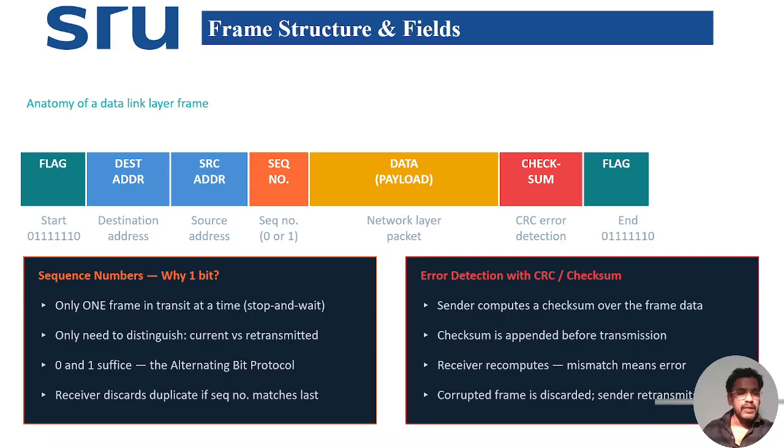So why a 1-bit sequence number? Only one frame is in transit at a time, which means stop and wait. It is only needed to distinguish the current frame versus the retransmitted one. So 0 and 1 suffice for the alternating bit protocol. The receiver discards the duplicate if the sequence number matches the last one.